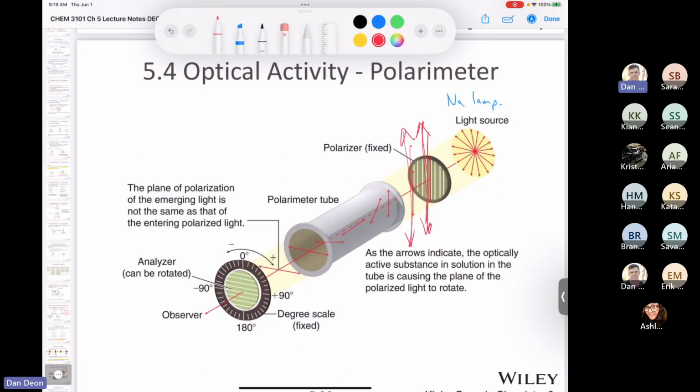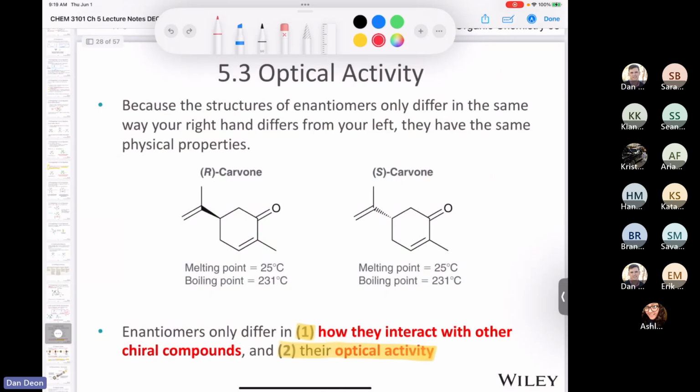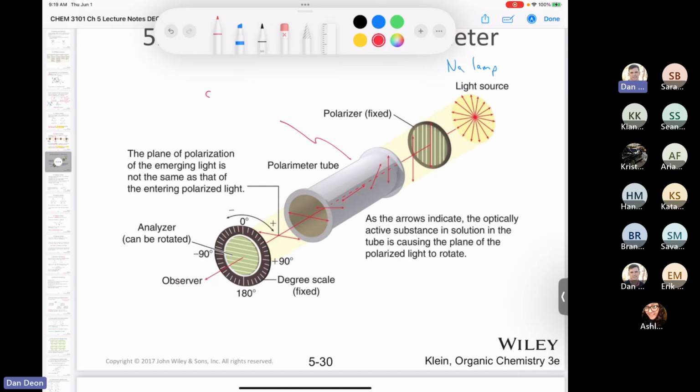Then you take your compound and dissolve it in an organic solvent. So inside the polarimeter tube, you have your organic compound dissolved in a solvent, a solution of your compound. Then you shine the plane polarized light through the solution. The molecule in solution is going to cause the plane polarized light to rotate in one direction, clockwise or counterclockwise.